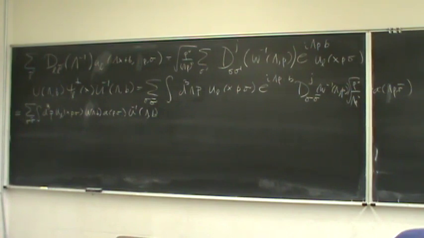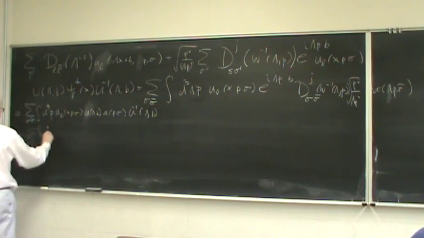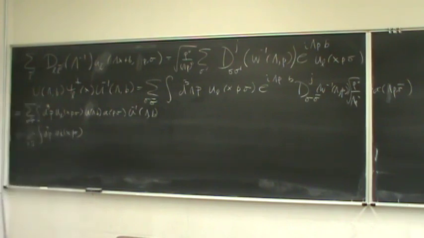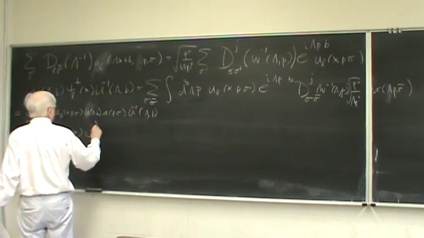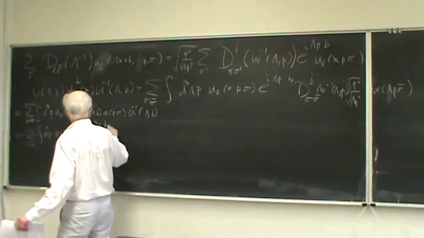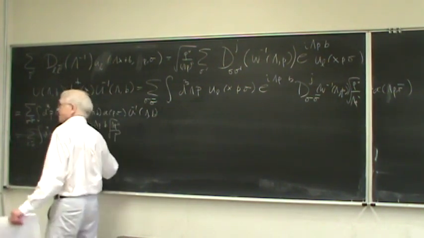Right. And then the U inverse of lambda, b is all this structure. So that's the sum over sigma, sigma bar, integral d^3p, u_l of x p sigma. Now all of that is e to the i lambda p dot b. Sam, let me just finish this line.